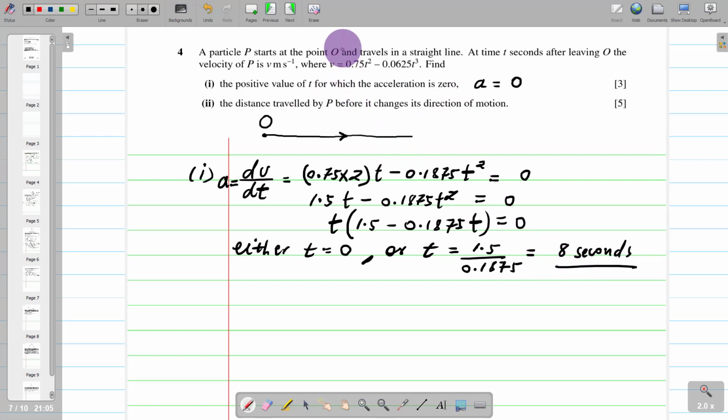So what does that mean when the acceleration is 0? At this point, the acceleration is 0, and there is some other point somewhere here where the acceleration is 0. Supposing we were to draw a velocity time graph for that motion. This one is not required, but it helps us to understand this situation.